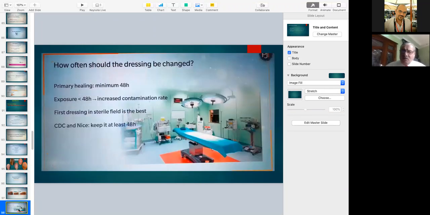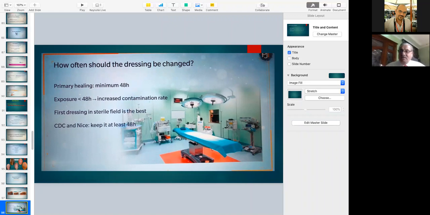How often should the dressing be changed? At least we know that primary healing needs, according to the phases of the healing, 48 hours. For the first 48 hours, it is better not to open it, keep it dry. So exposure before 48 hours causes contamination. This means bacteria coming from the skin to the wound, subcutaneous, going to the joint. It's better to keep it dry for 48 hours.